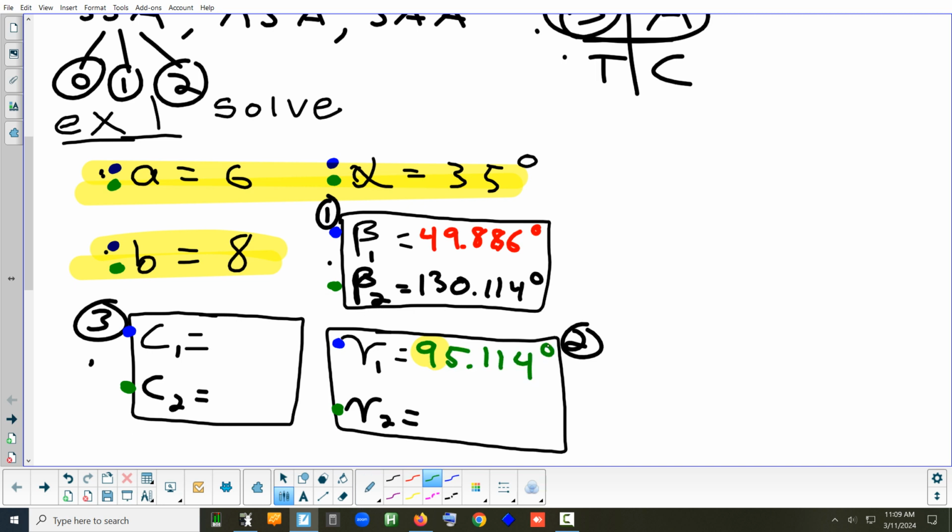Now, you do have enough information. You could go and do C1 now. But what I like to do is let's just finish the angles off first, and then we'll finish all the sides off.